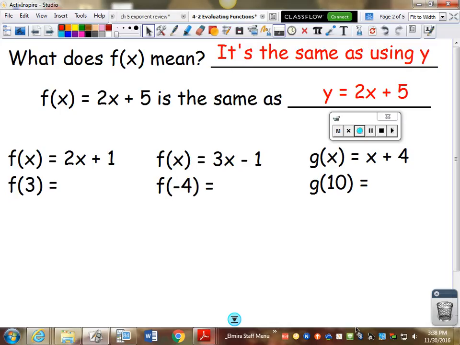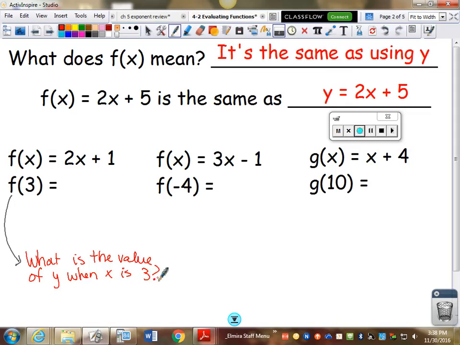Now, the main purpose of this notation is to shorten some directions. So for example, if I have f of x equals 2x plus 1, and then underneath it I said f of 3, and I want you to do some work, what this is actually saying, but in a much shorter way, is: what is the value of y when x is 3? This collection of symbols, numbers, and letters says all of this.